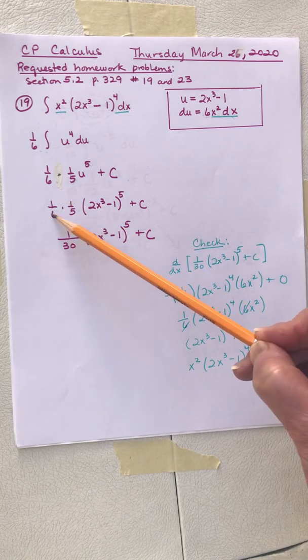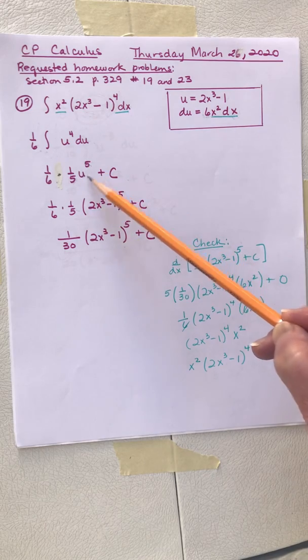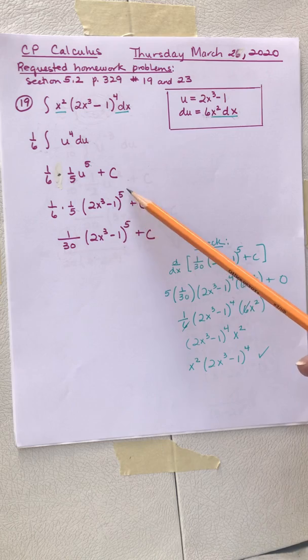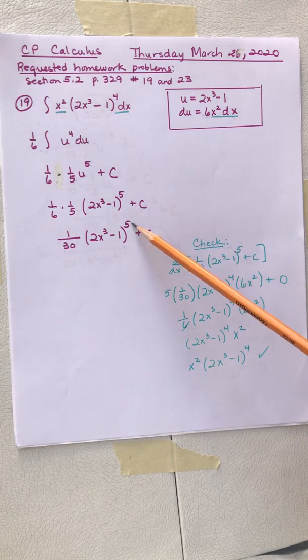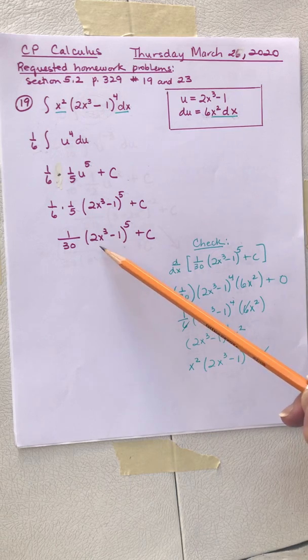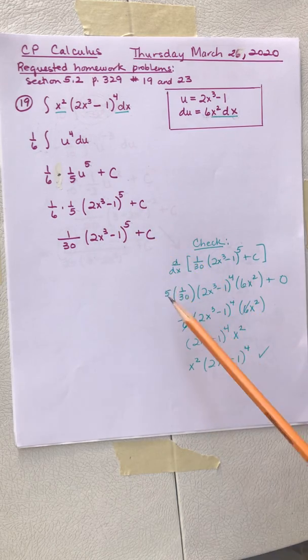All right, so 1/6 times 1/5 is going to give us 1/30. Our u is 2x cubed minus 1, so we take the u out, we put the x's back in, and we have that to the 5th power. So our final answer is 1/30 times the quantity 2x cubed minus 1 to the 5th power plus c.